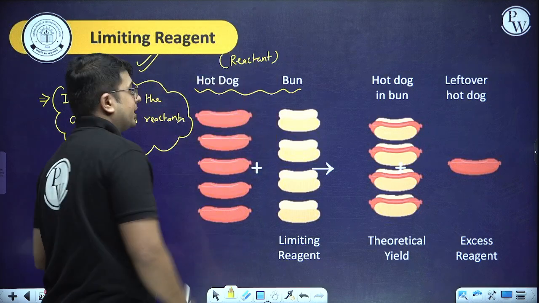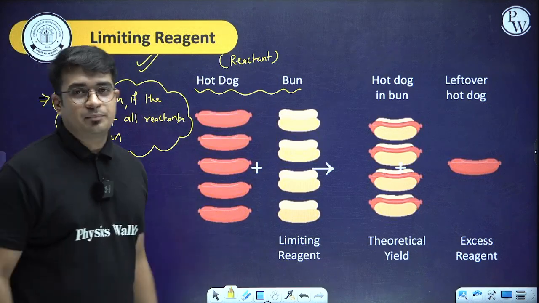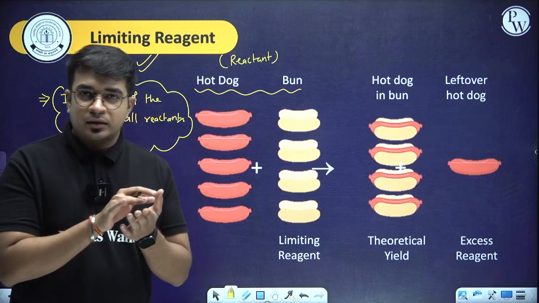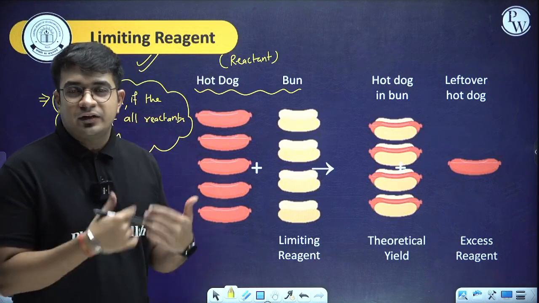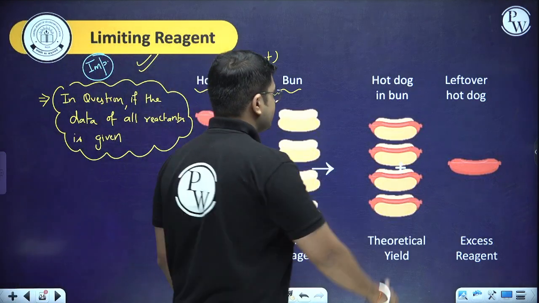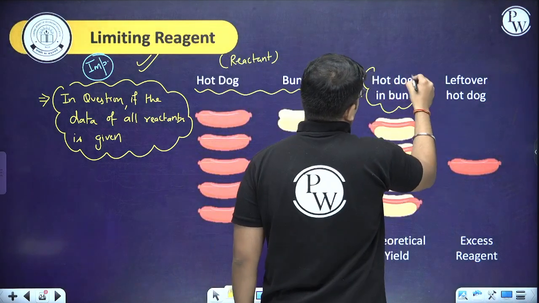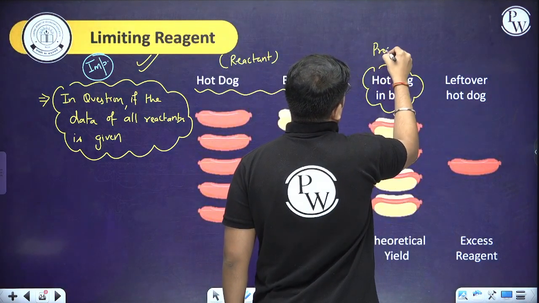These are basically the reactants. After that, I put the hot dog in the bun and heat it. I grill it, and definitely I'll get the hot dog sandwich. So this hot dog sandwich is basically my final product.